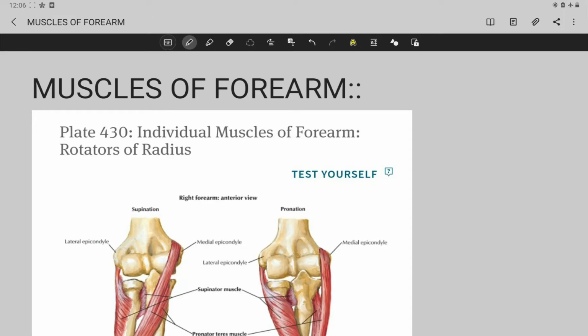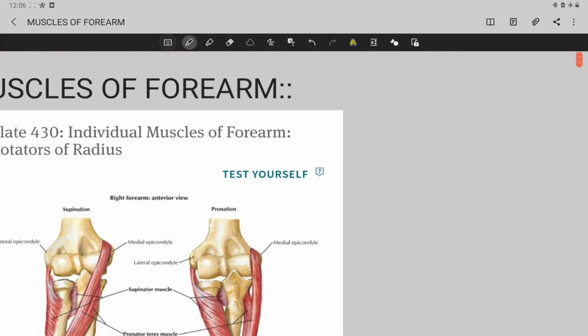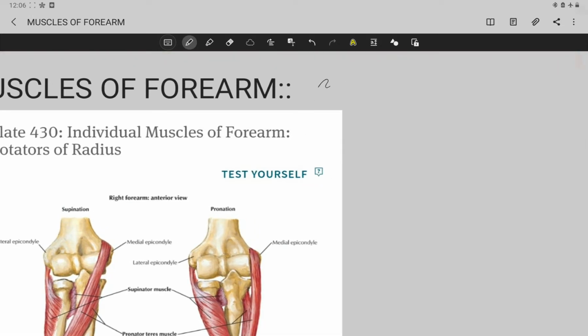So when I'm talking about the front of the forearm, the forearm has mainly two compartments, the anterior compartment and the posterior compartment. First of all, I am talking about the anterior compartment, or the front of the forearm.